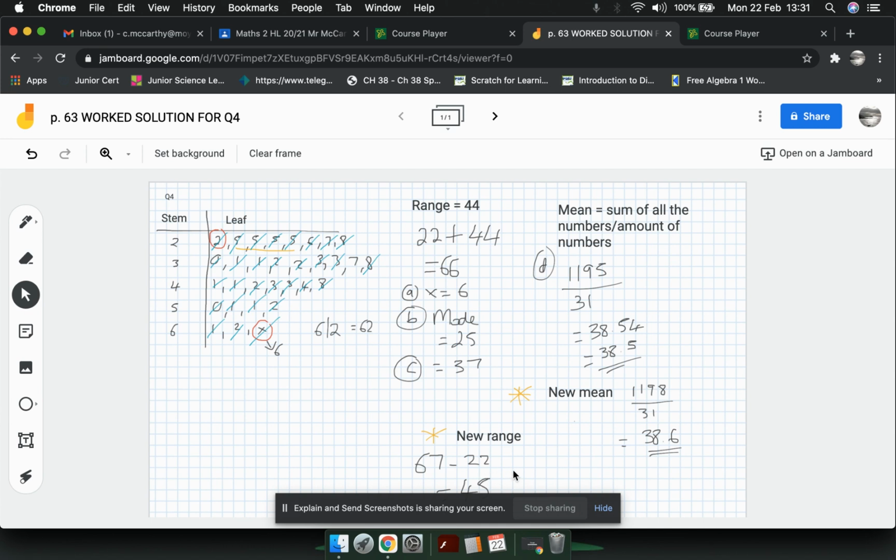Right, that is how you do question 4. You will be answering very similar questions to that in the book. Now, not every question is exactly the same as what I've done today, but it's just problem solving. Do you understand what the mean is, what the median is, what the mode and what the range are? Can you work through questions that don't necessarily give you all the information? Okay, so best of luck with your homework, and we will talk to you soon.